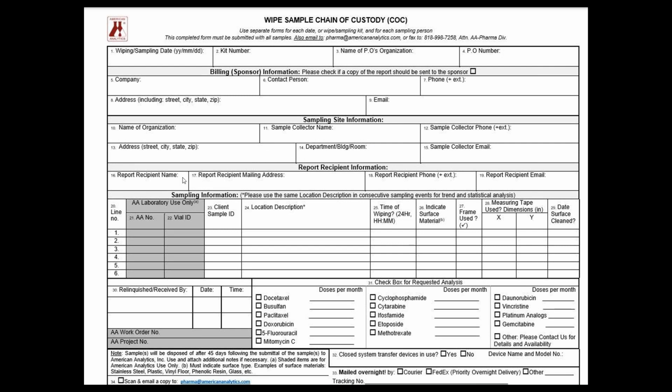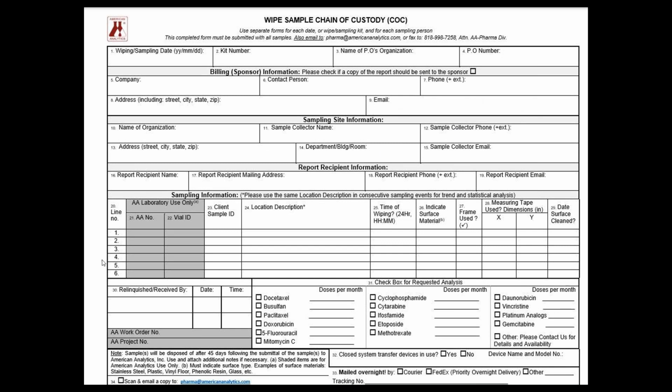The next section is the report recipient information. So this is who is getting the copy of the laboratory results. So we need their name. You'll see here section number 16. Their name, their mailing address, their phone number, and their email address. And the lab report will be sent electronically to this email address, as well as the email address for the sponsor if there is a separate one.